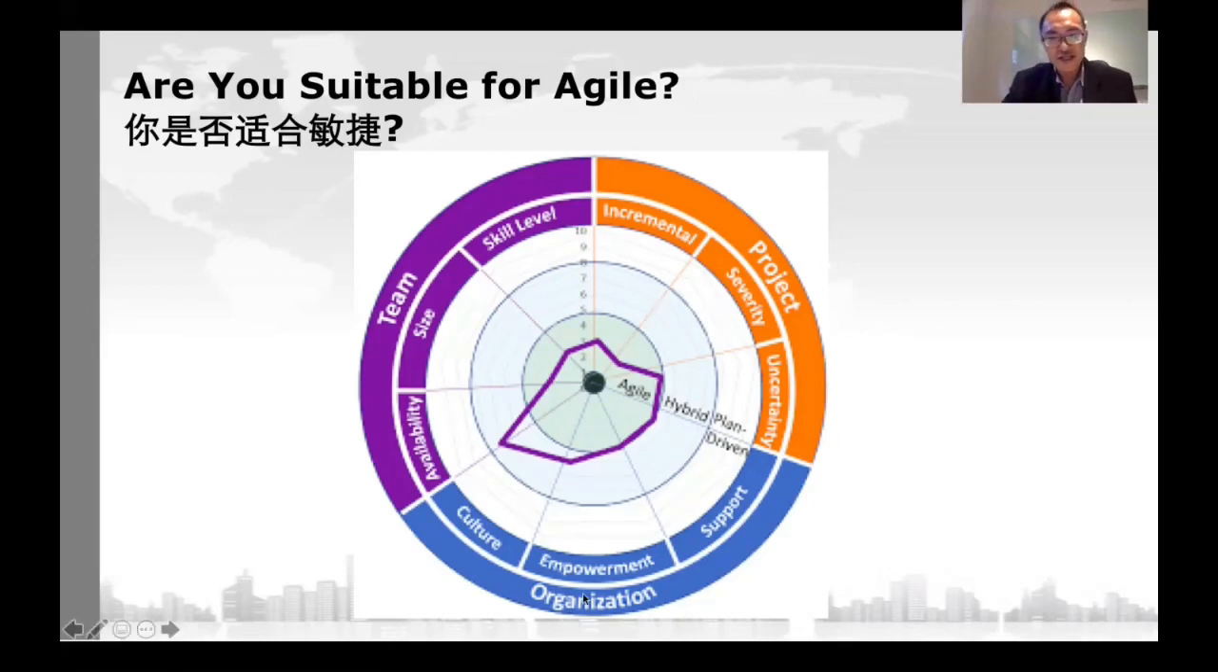Two is the organization. Do you have the right culture? We'll talk a bit about company culture and how it relates to getting our people to be more motivated in Agile. Are they empowered to make the right decisions? You give them the right support to make decisions in Agile. And of course, the team: do they have the right skill levels? Are they able to be available and adaptable to this new way of working, right?